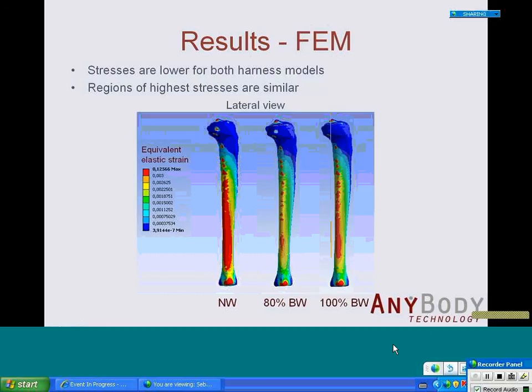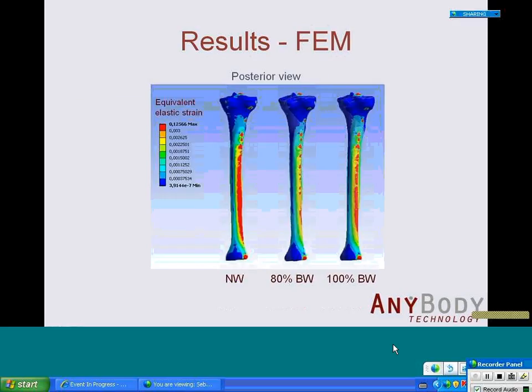And the same, of course, can be seen when we just have a posterior view of the whole models. You can see also that the shape of the strain pattern looks pretty much the same for all models, but just the intensity level is increased in the normal walking, which of course gives some implications for the impact on the bone remodeling cycles.